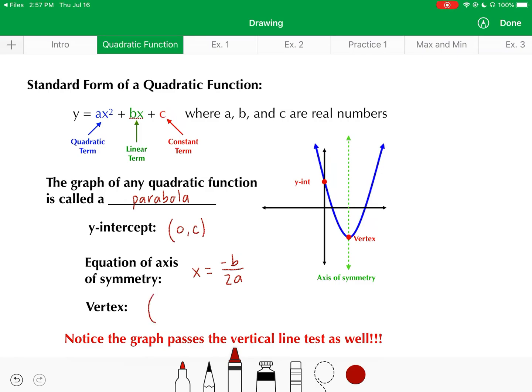So I'm going to say for the vertex, the x coordinate would be the point of negative b over 2a, and then the y coordinate would be the function evaluated at negative b over 2a. All right, and understand I can use function notation here because this parabola is representing a function. It passes the vertical line test, right? So up here, instead of just saying y equals, I could have said f of x equals, okay?